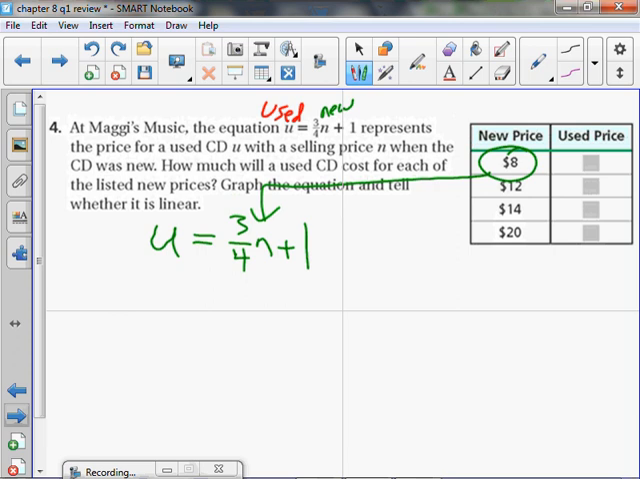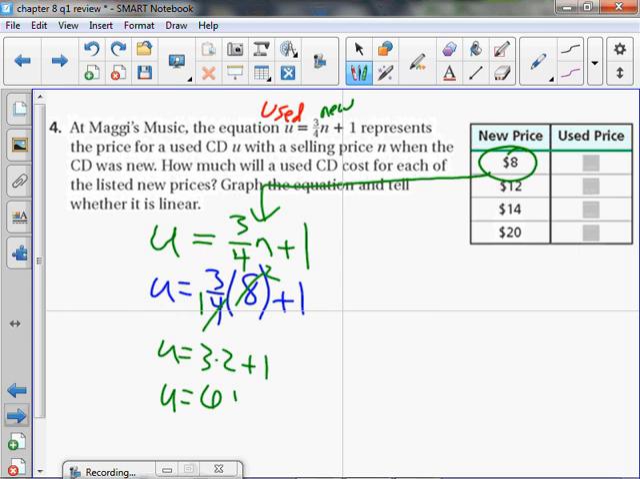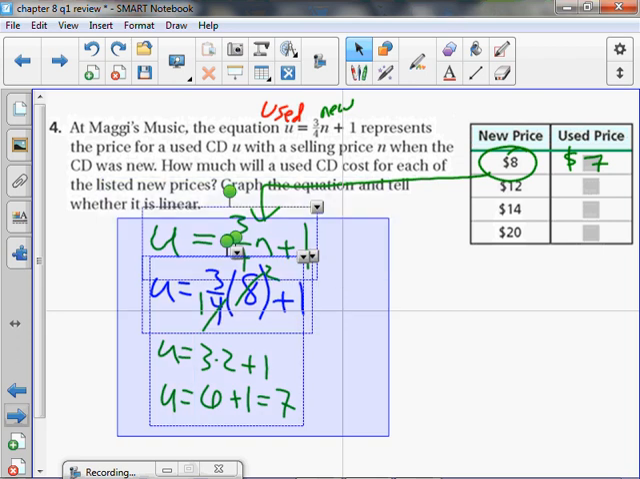So first step is very straightforward. We're just making a table of values. U equals 3/4 times N, which is 8, plus 1. Well, hey, these cross cancel. 8 and 4 have a common factor of 4, so I divide it out. 4 becomes a 1, 8 becomes a 2. I have U equals 3 times 2 plus 1. So U equals 6 plus 1, or 7. So for an original new price of $8, I sell it used for $7. That doesn't sound like a great deal. I bet they don't do a lot of business at Maggie's Music Store.